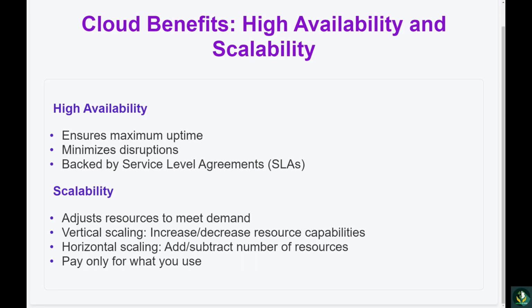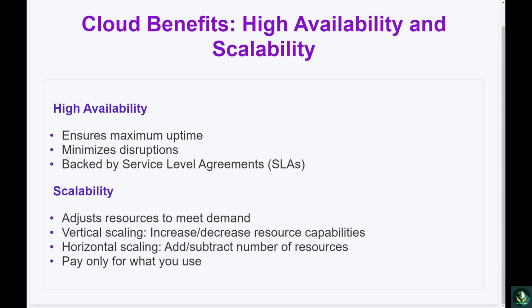Cloud computing has revolutionized the way businesses approach their IT infrastructure, offering numerous benefits that address key challenges in traditional on-premises environments. Two of the most significant advantages are high availability and scalability. High availability. High availability is a critical feature of cloud services that ensures applications and data are accessible whenever they're needed. In the context of cloud computing, high availability refers to the ability of systems to remain operational and accessible, even in the face of hardware failures, network issues, or other disruptions.